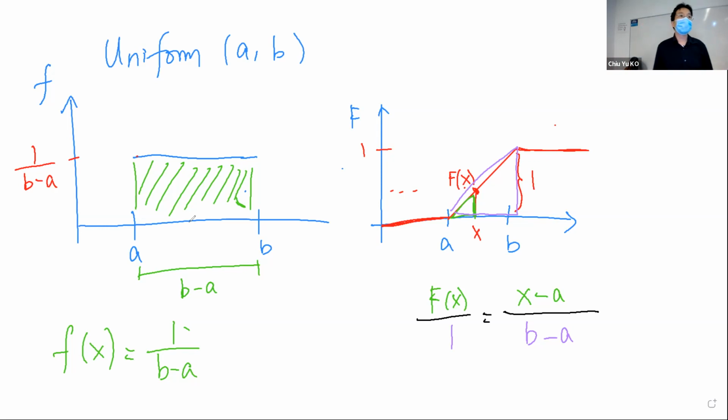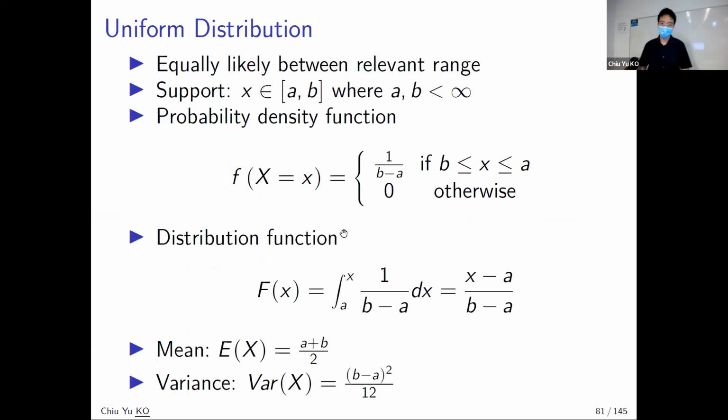As I said, I'm not expecting you to know how to draw it or derive it. I'm just trying to explain what you see in the slide. It's not important, so I didn't expect you to memorize anything. The important thing is that it's equally likely across the relevant range, which is A and B.